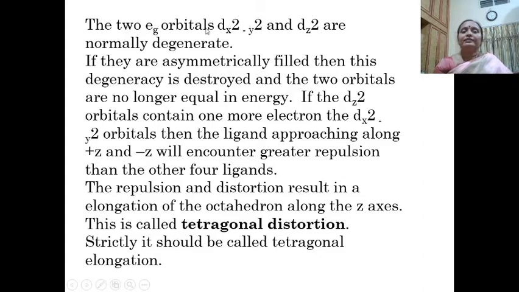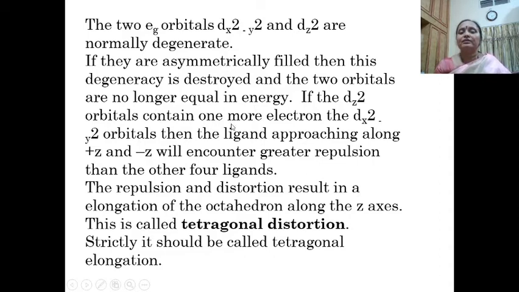The two eg orbitals, dx² minus y² and dz², are degenerate. If these two orbitals are asymmetrically filled, then the degeneracy is lifted. The two orbitals no longer have equal energy.